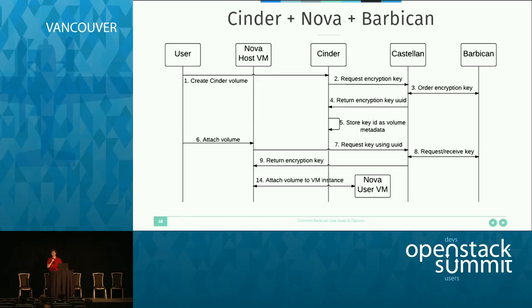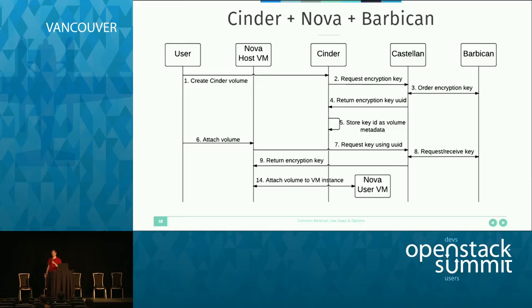It's going to return a reference to that key, which is going to be stored as metadata within the Cinder database. So again, Cinder is not actually handling the key material itself. It simply knows that the key exists. Then later on, when the user is going to attach the volume to an instance, Nova is going to receive this request. It is going to recognize that it is an encrypted volume when it retrieves all of the connection information from Cinder. Then it will go back and ask for the encryption key from Barbican, again going through the Castellan interface to do so. The encryption key will be sent back to Nova.